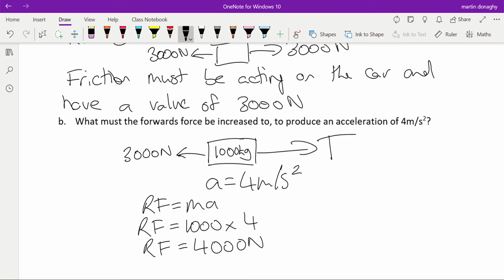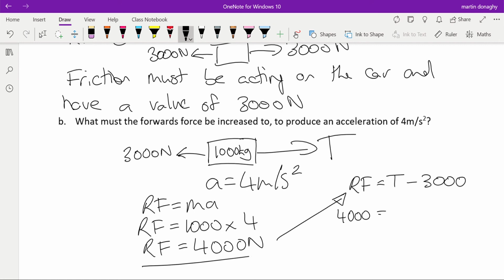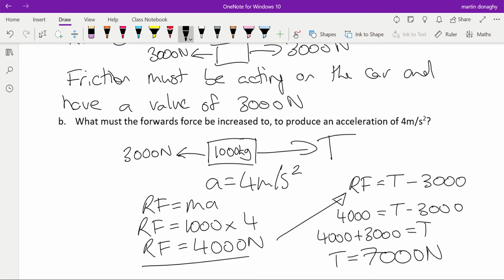Now, looking at that system, the resultant force in that object is going to be the forwards force T minus the backwards force, which is 3,000. But we worked out our resultant force here, so it's 4,000 equals T minus 3,000. Bring the 3,000 across, or add 3,000 to both sides. Gives us that the thrust from the engine must be 7,000 newtons. And if you're getting that answer, well done, because that really would be one of the harder questions on a GCSE type paper. Okay.